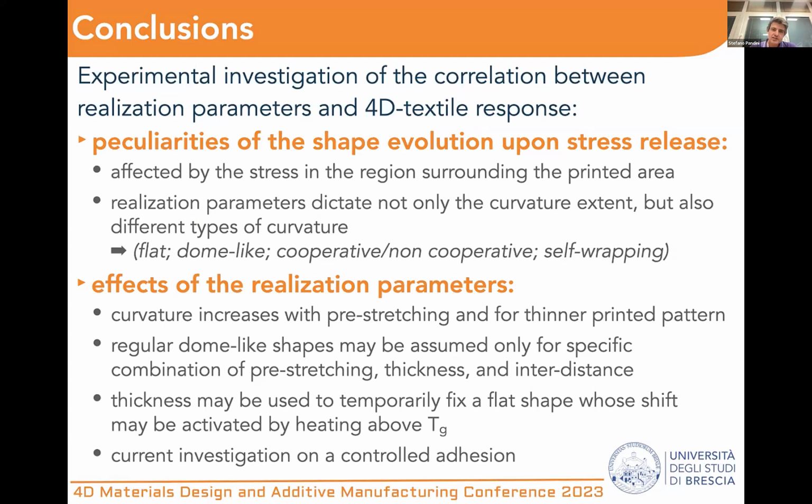And for what regards the effect of the realization parameters, beside the obvious higher curvature for high pre-stretch or for thinner printed elements, we see that regular shapes may be assumed only by specific combinations of pre-stretching, thickness, and interdistance, and also that thickness may be used as a way to temporarily fix the material in a flat shape and to activate in a second moment the shape shifting above the glass transition temperature.